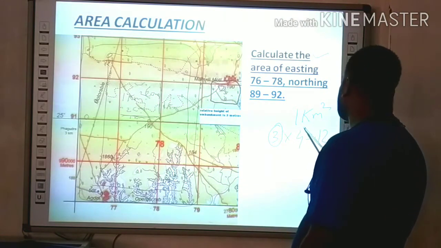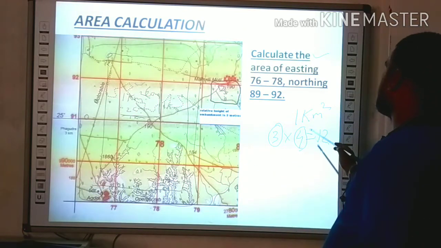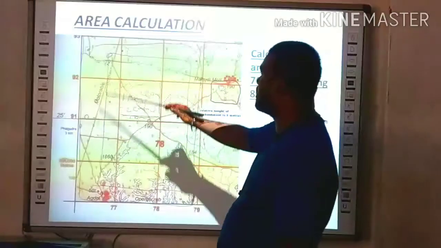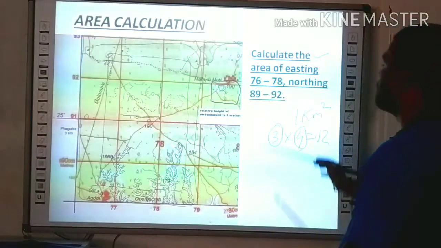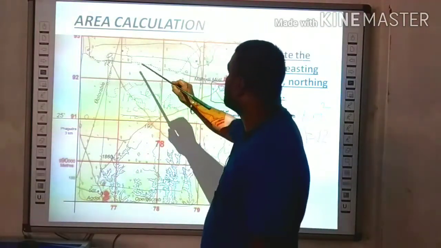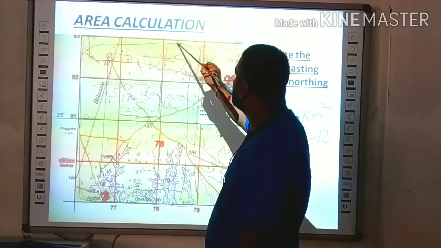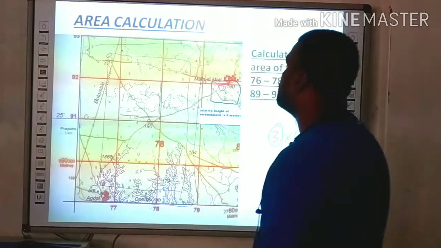Now if the area of one box is 1 kilometer square, the area of 12 boxes will be how much? The area of 12 boxes will be 12 kilometer square. I hope you understood it.